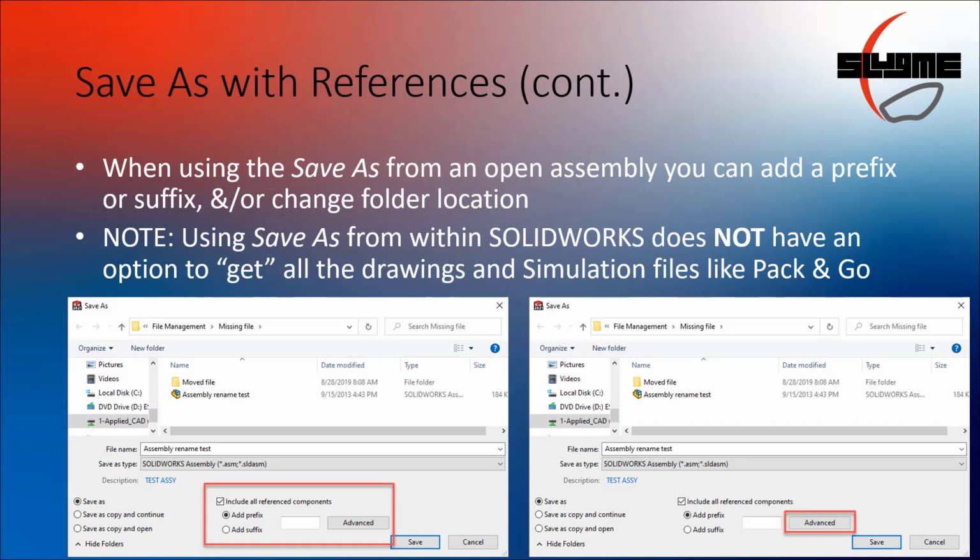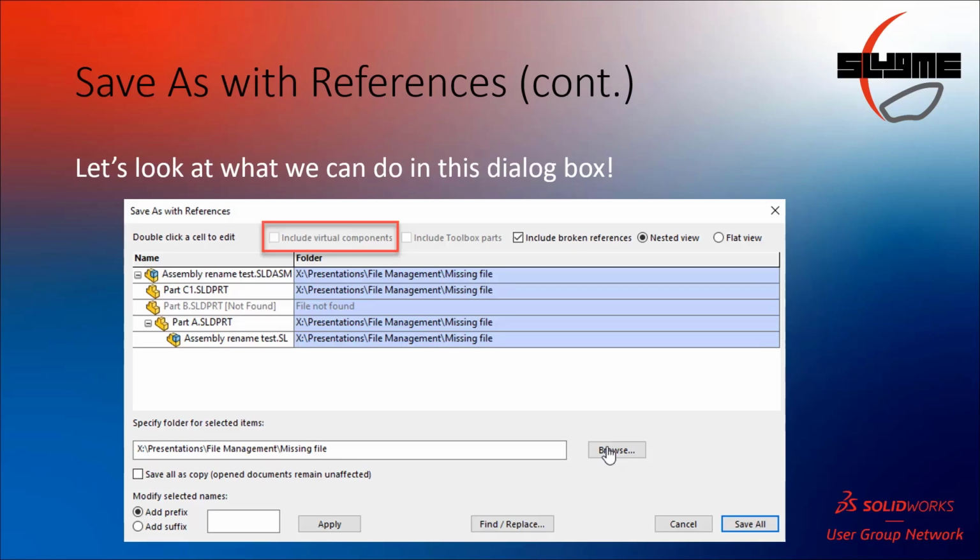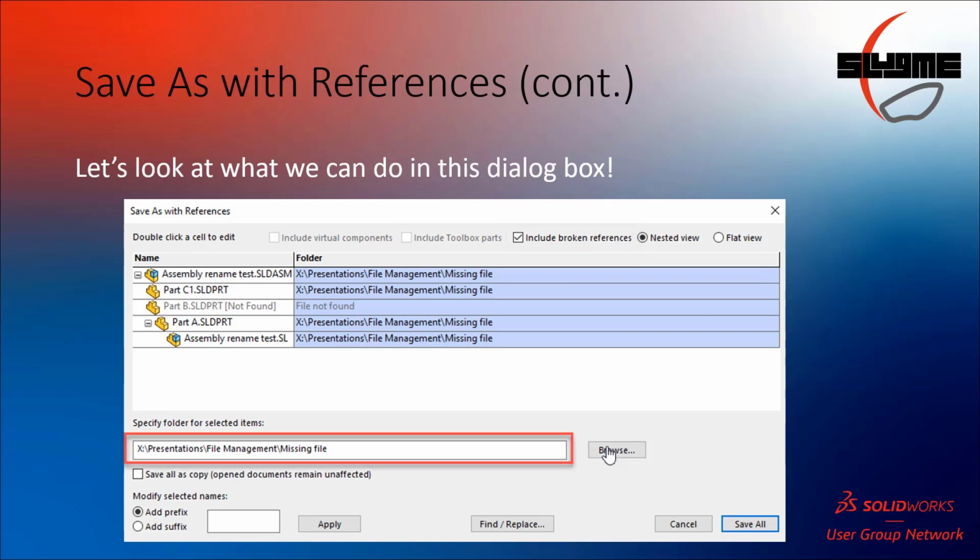You have an advance button. Let's select the advance button and see what we're going to get. When you go into advance, look at it. It gives you a chance to include virtual components. It also gives you a chance to include toolbox, your broken references. It lets you pick your folder you're going to go to.